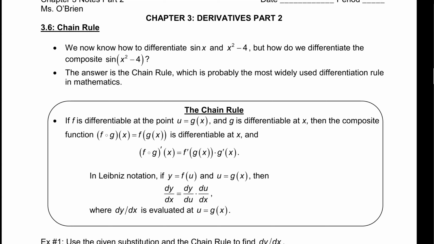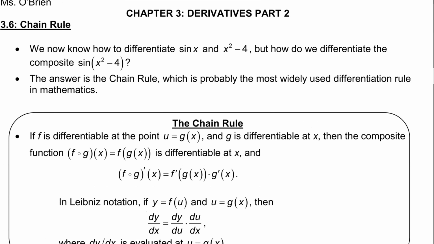All right, chain rule. So, how do we know? Now we know how to differentiate sine of x. What is the derivative of sine? Cosine, right? So this is literally one function. I'll call it f of x. And we know the derivative of x squared minus 4. What's the derivative? 2x. Okay, so I'm going to call this a different function. I'll call it g of x. So we know how to do a single function.